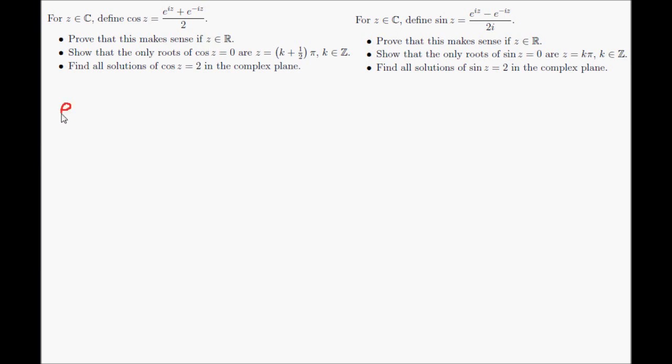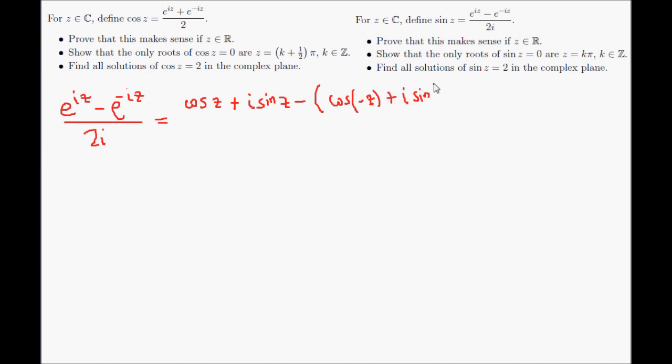So e to the iz minus e to the minus iz over 2i. That's equal to cosine of z plus i sine z, minus cosine of negative z plus i sine of negative z, and that's under the assumption that z is a real number, divided by 2i.